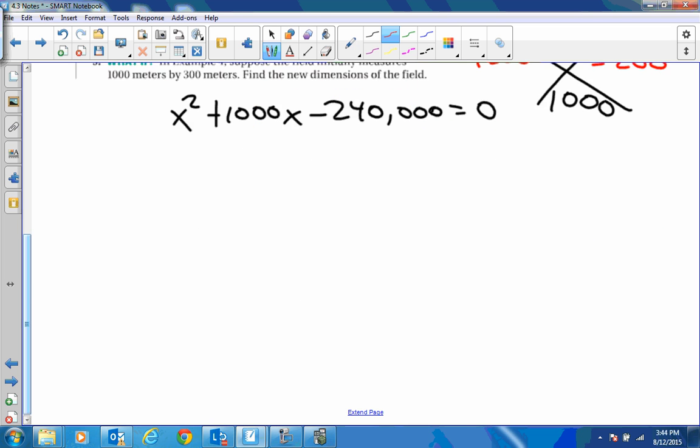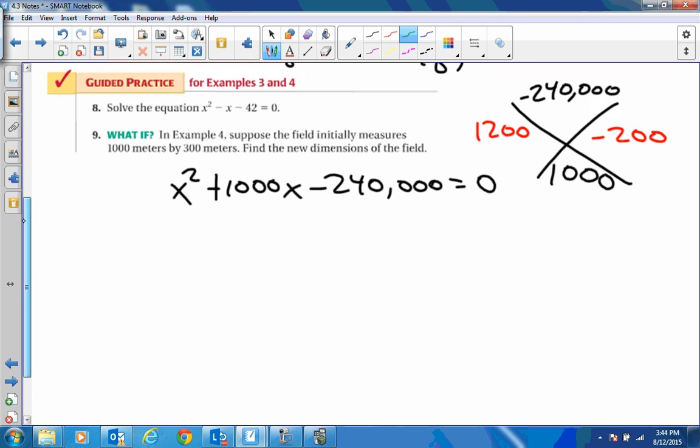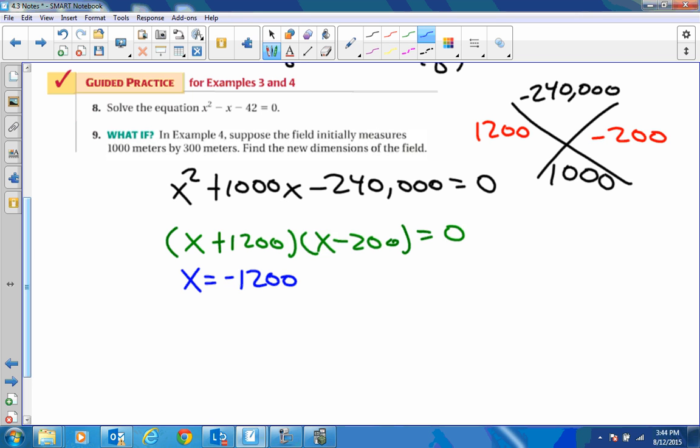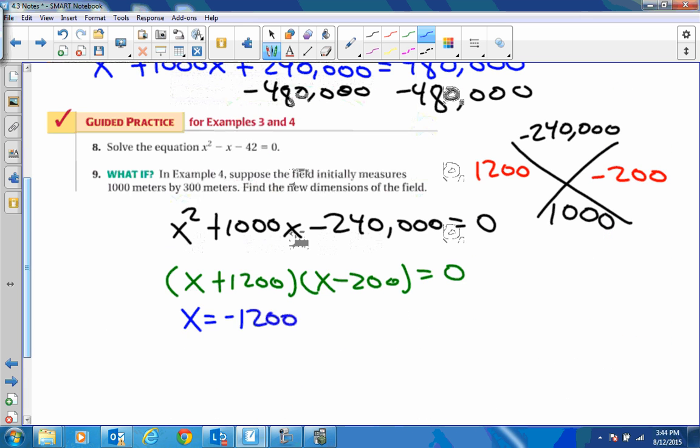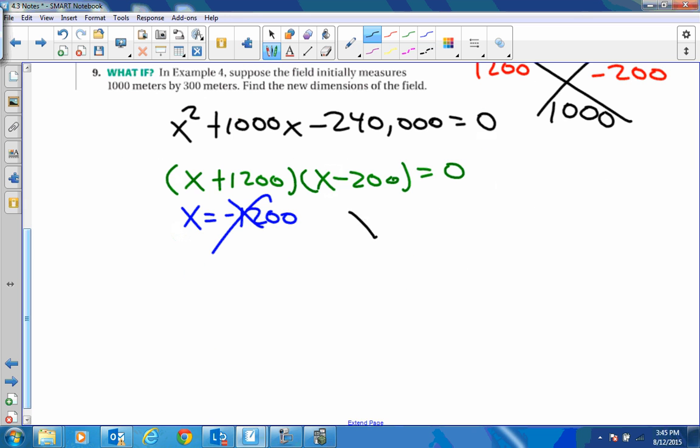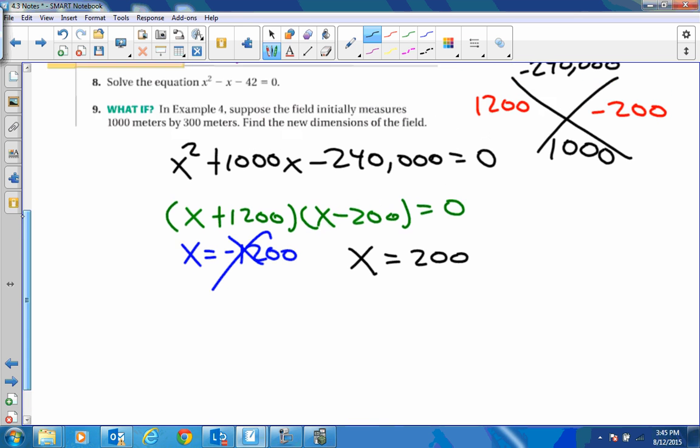So we would rewrite this factored as x plus 1,200, x minus 200 equals 0. So what are the two answers for that? Well, this answer would be negative 1,200. Can you have negative 1,200 as your x? No, because you can't add negative 1,200 to 600 and get a positive width of your field. You can't have negative numbers in real world problems with area. So we know that's not going to be right. So x minus 200, what would be the answer? It would be 200.